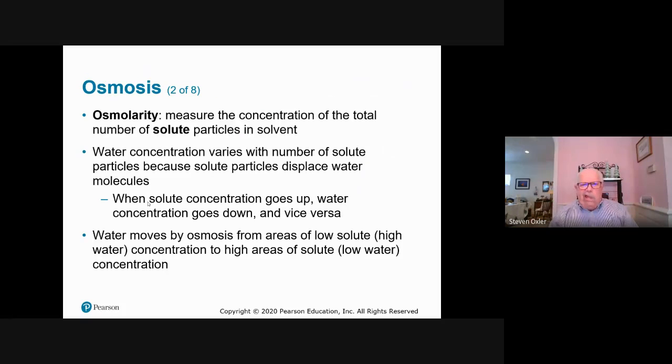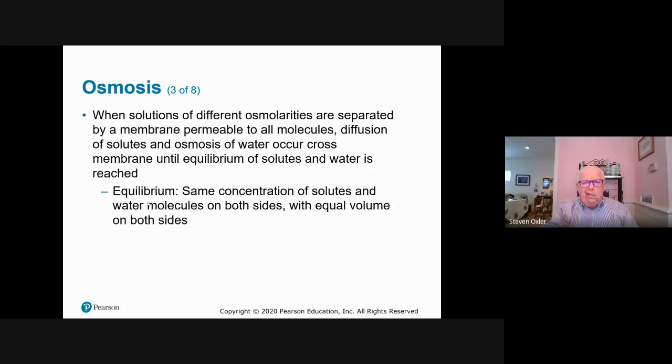Osmolarity, you don't really have to know. It is very complicated, and you don't really have to know it. It will just blow your mind. Don't worry about it. Know the word osmosis. Know what it means. Don't worry about osmolarity. All right?